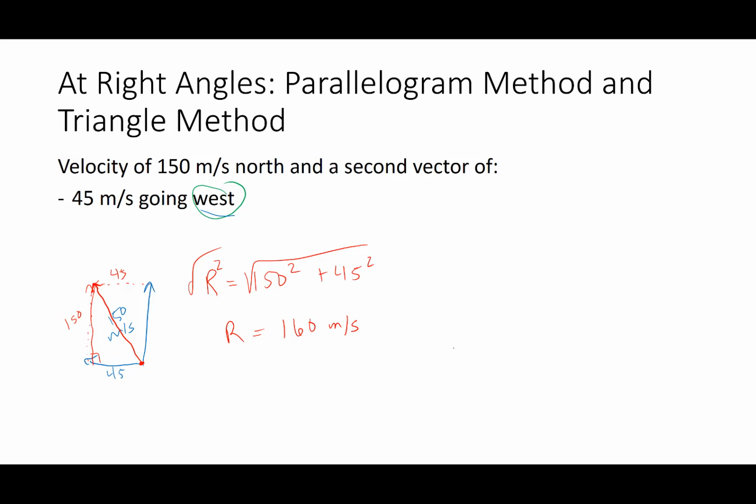You can do this same problem using the triangle method. So I could start with my 150 and then do head to tail addition for my 45 and find my resultant there. And again, it's going to lead me right back to that exact same equation.